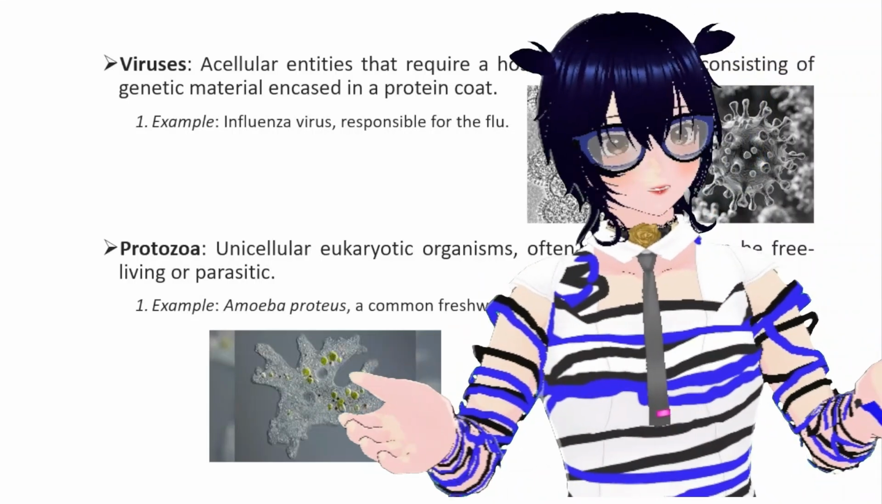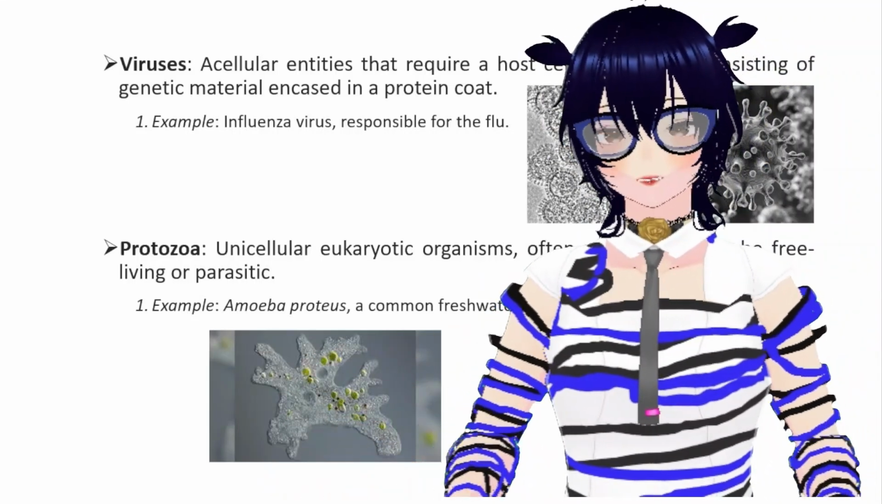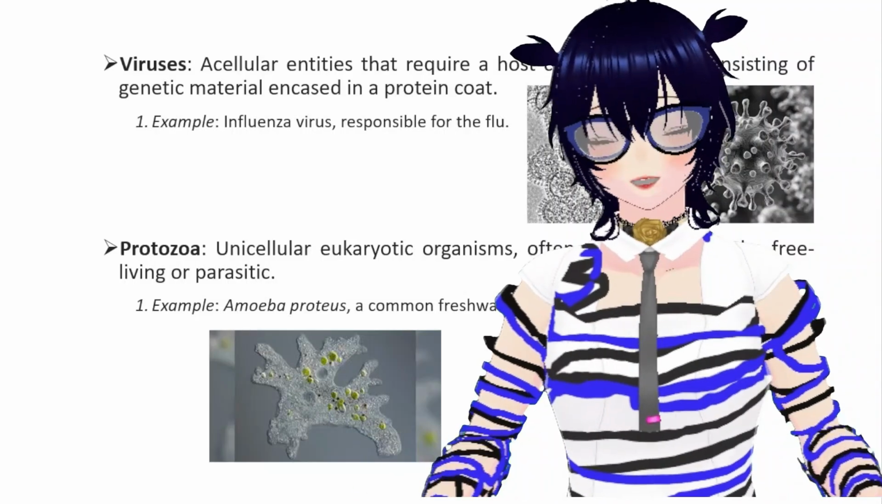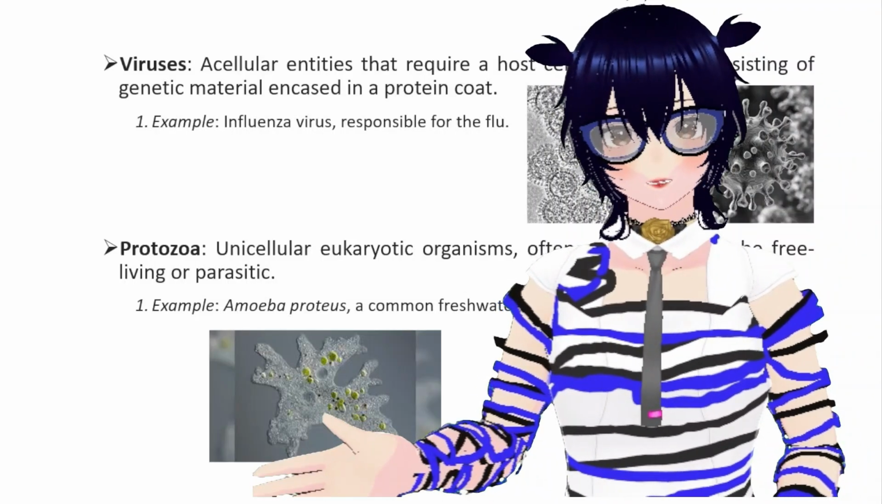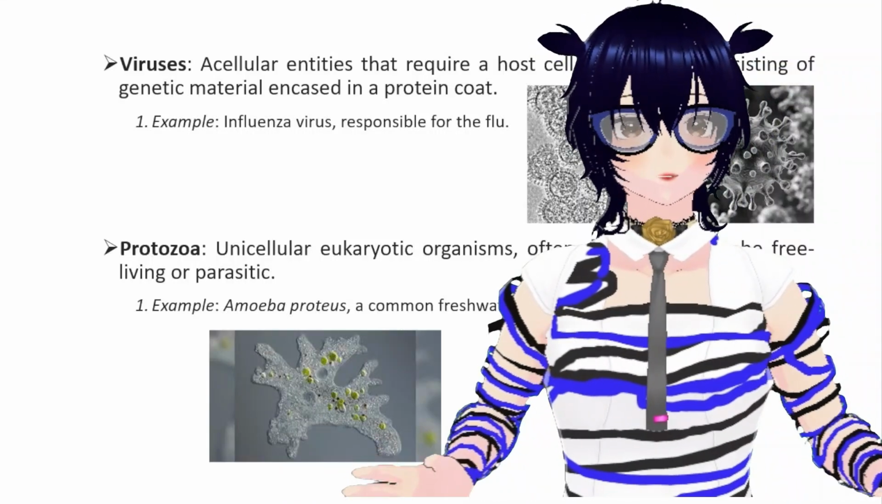Now the protozoa. It is a unicellular microorganism. It is also a eukaryotic organism, meaning it has a nucleus. A true nucleus means the genetic material is protected. Now it can be free living or parasitic.